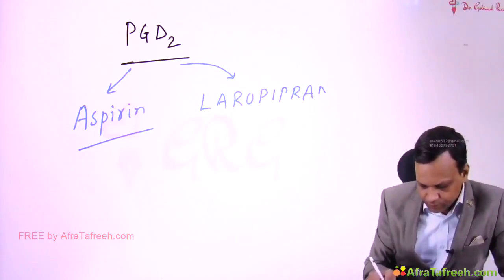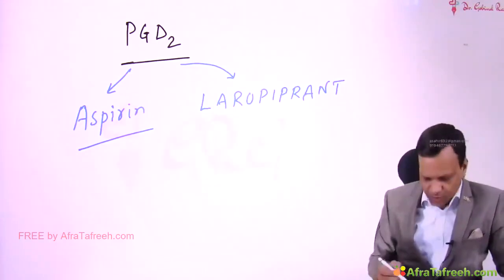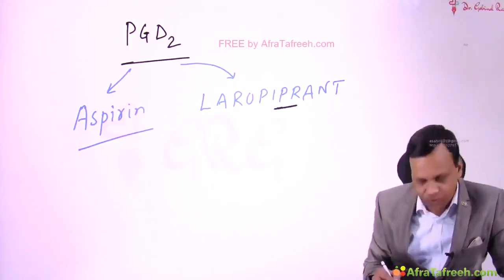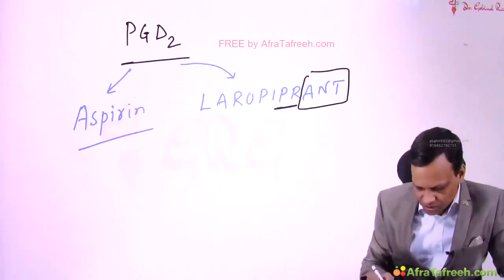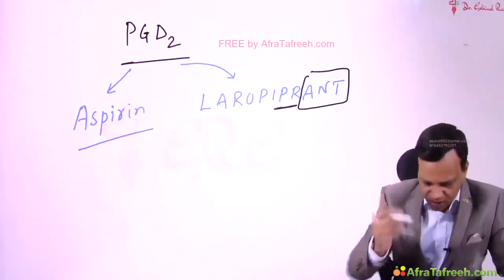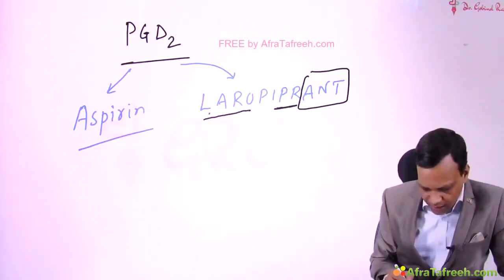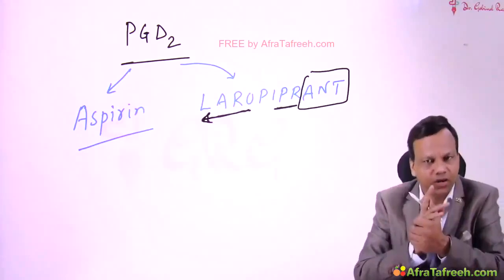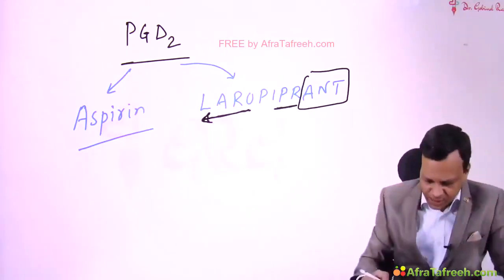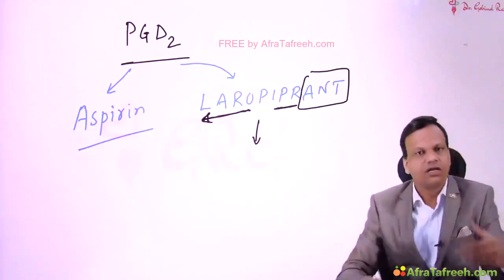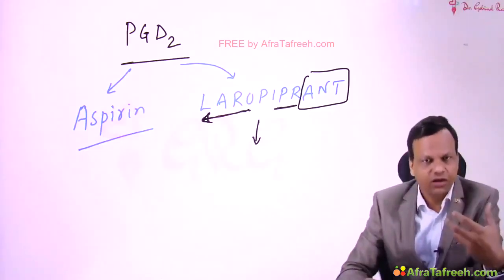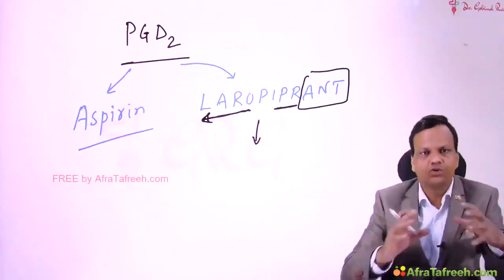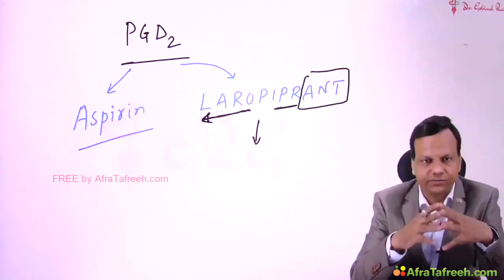Laropiprant, as the name tells, P means prostaglandin, ANT means antagonist. It is a prostaglandin D2 antagonist and it is given by the oral route. So the prostaglandin antagonist which can be given orally is laropiprant. It is specifically indicated for niacin induced flushing or itching because it will block the action of PGD2, so it can be used to decrease flushing and itching.